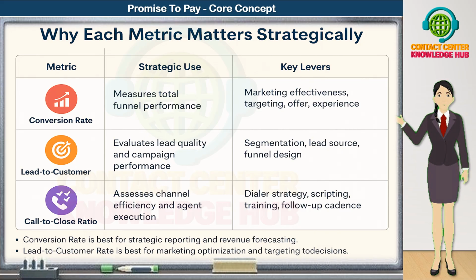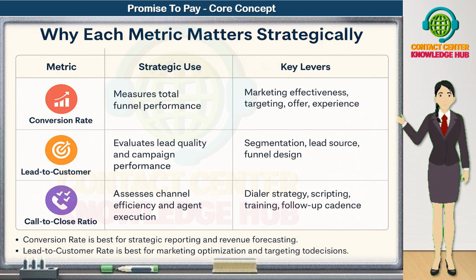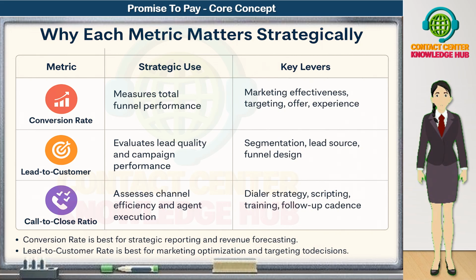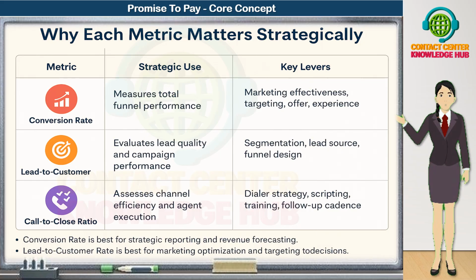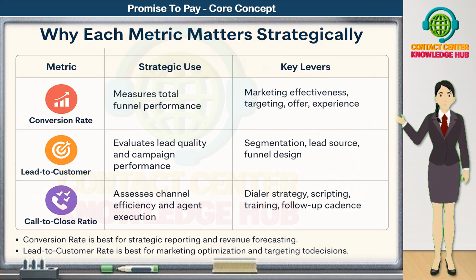And finally, call-to-close ratio. This metric assesses channel efficiency and agent execution. It zooms into the engagement stage, measuring how effectively outbound efforts are turning into commitments or deals. Strategically, it's best used for operational and workforce optimization. The key levers include dialer strategy, scripting, training, and follow-up cadence.